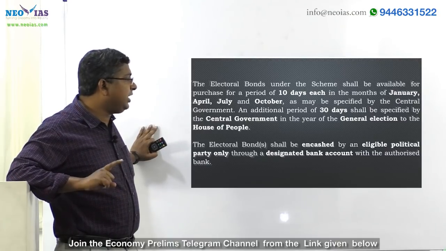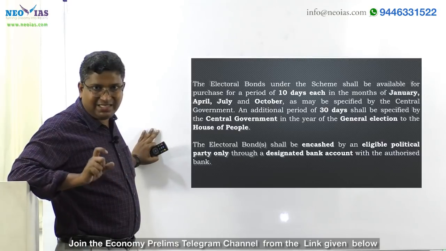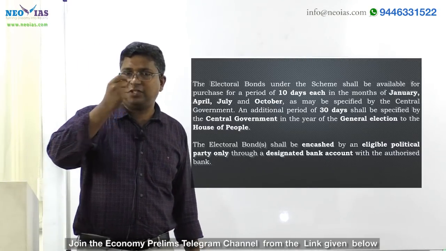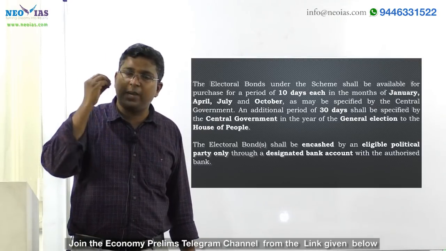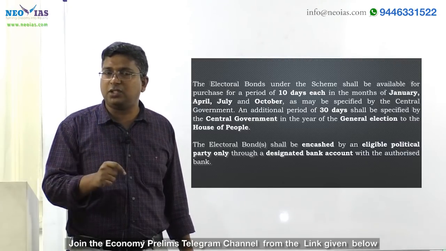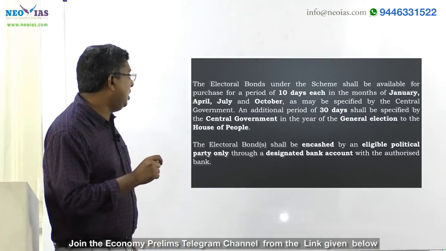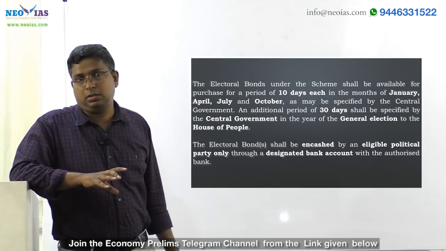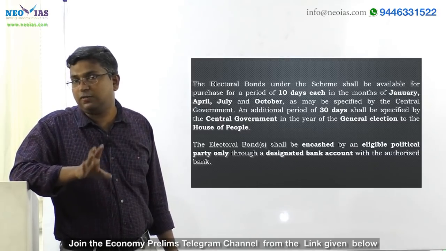This bond can be encashed by an eligible political party only through a designated bank account. So again, first of all, the purchaser of the bond has to make payment through his bank account, and the eligible political party can encash this bond only through their bank account, that too with the authorized bank. So these are the basic things you need to be very clear about electoral bonds. They are very, very important for your coming prelims.